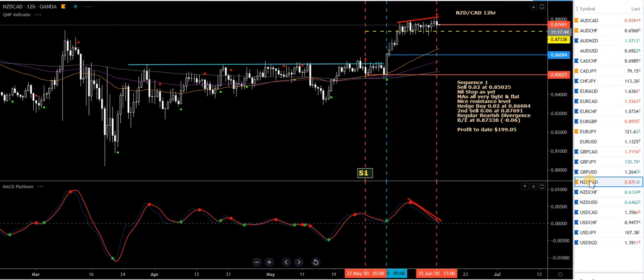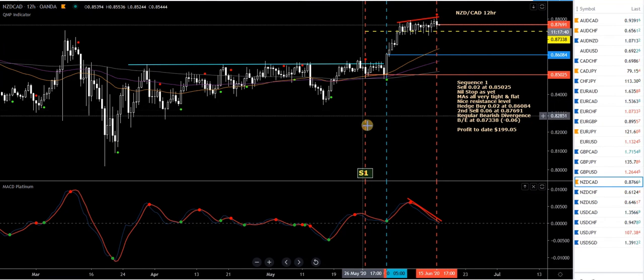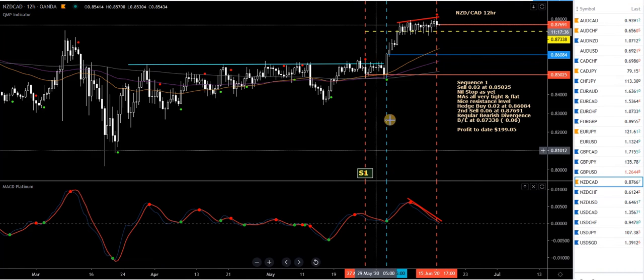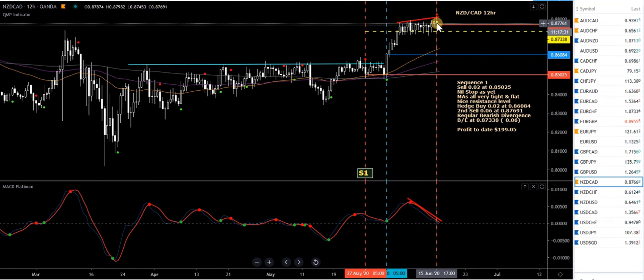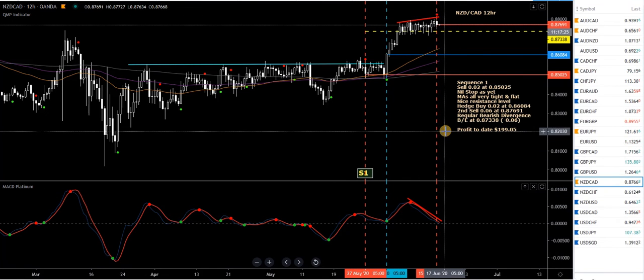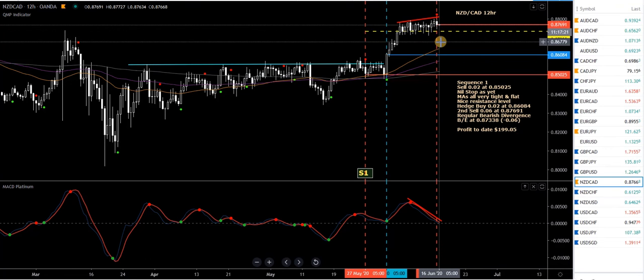And finally, New Zealand CAD. This thing's been in a sequence for a while. We took an initial sell, hedge buy, and it's gone up and it's just meandered sideways. Price is slowly ground up while the MACD Platinum's ground down, so there's regular bearish divergence there. Got a sell signal this afternoon.